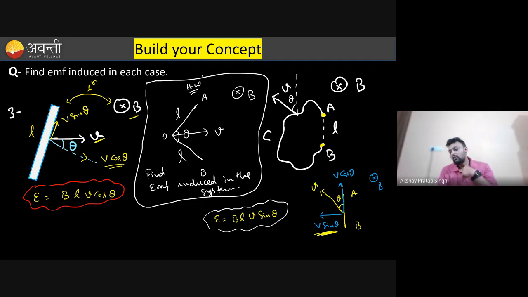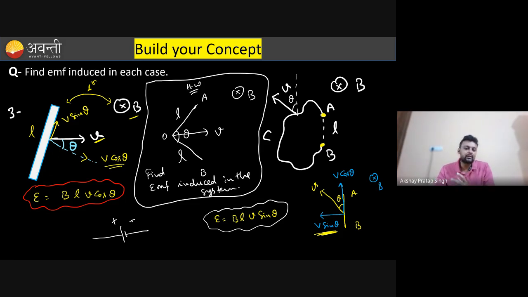Now, there is one question which is left behind that you should ask actually. Whenever I am saying that some kind of EMF is induced, it can be represented by a cell like this one. You remember that there is a positive terminal and a negative terminal in the cell. So how can we identify which side of the rod is going to be a positive terminal and which side is going to be a negative terminal?